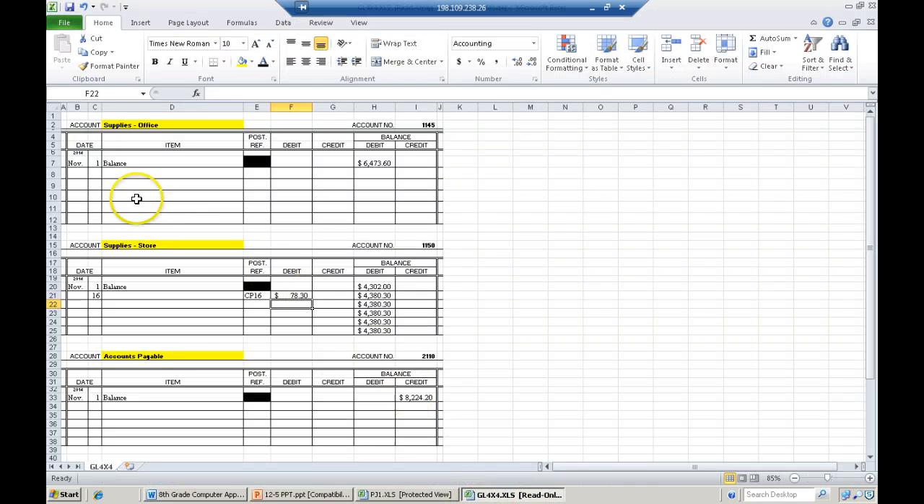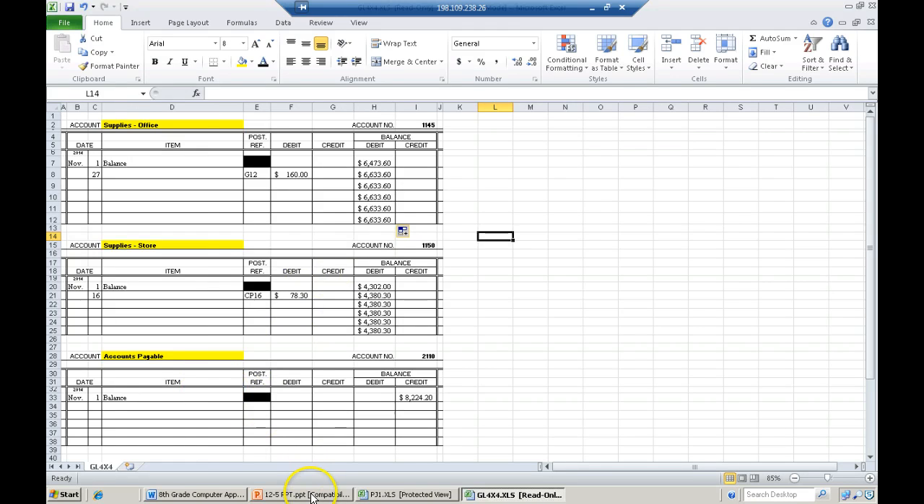So we're going to come here, and the first thing is we bought supplies, which is an asset, on the date of the 27th. Post reference is the General Journal, page 12, so G12. We had a debit amount of $160. And again, we can put that formula in of equals this plus this equals that. Drag it down. We have our running total.